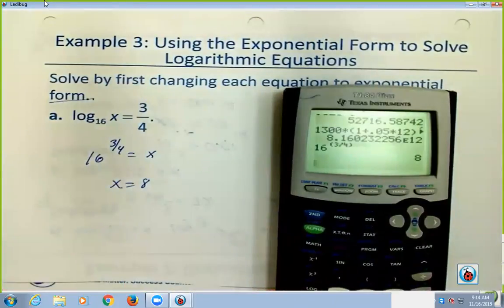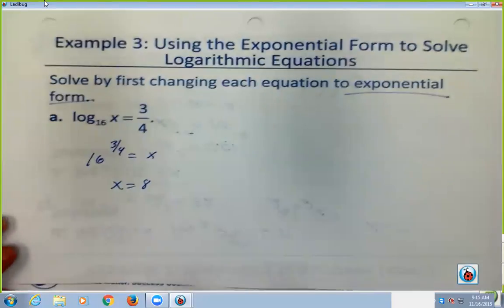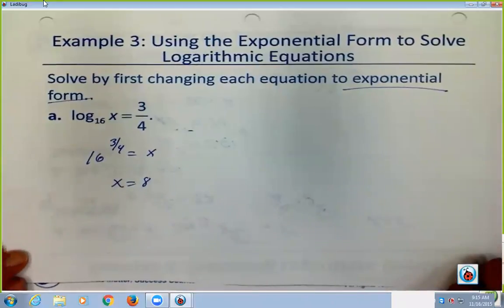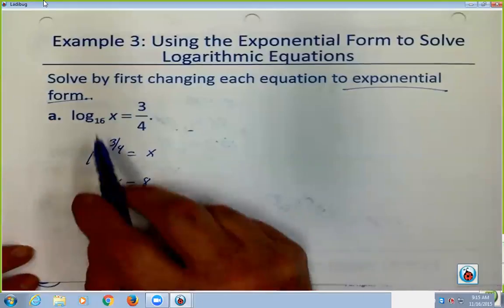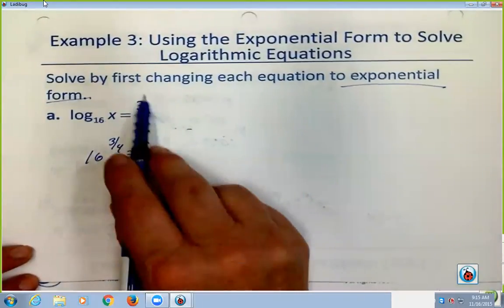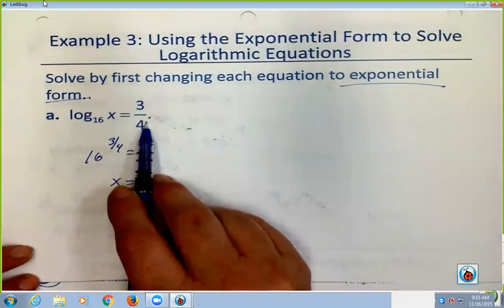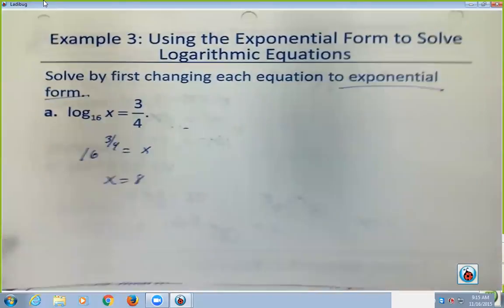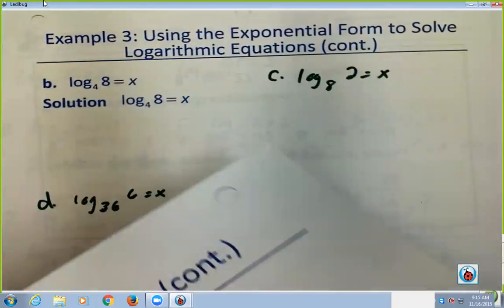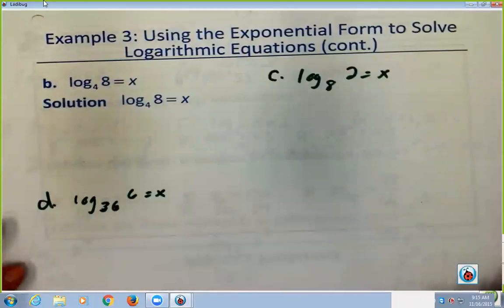So reverse them back to exponential, and usually you can figure out what the answer is going to be within these. So switch them around, get them back so that they end up matching, and you can come up with what the values would be. So all I did is the base was 16, the exponent out in front, it equals x, which is the answer, and I got it to work out right. Okay, let's do this one.